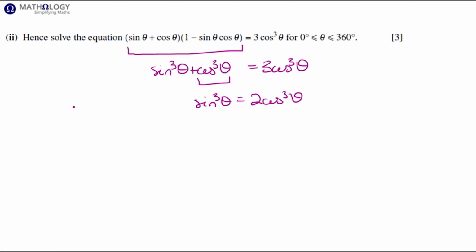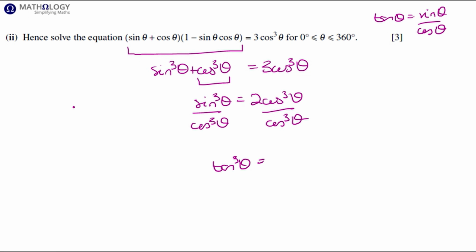Now we know that tan theta is the ratio sine theta over cos theta. So if we divide both sides by cos cubed theta, you'll get tan cubed theta on the left, and on the right we'll just have 2. Tan cubed theta equals 2, so that implies that tan theta is the cube root of 2, and we can now find the reference angle. So theta equals, to one decimal place, 51.6 degrees.